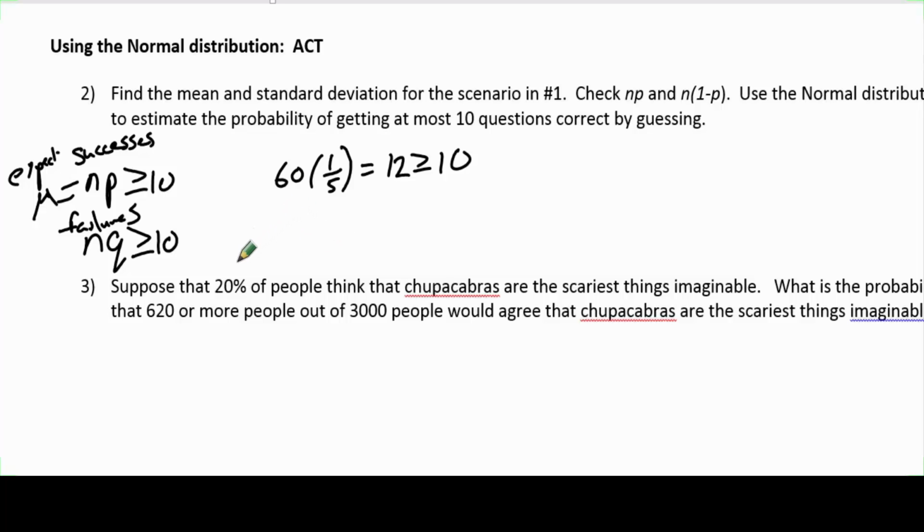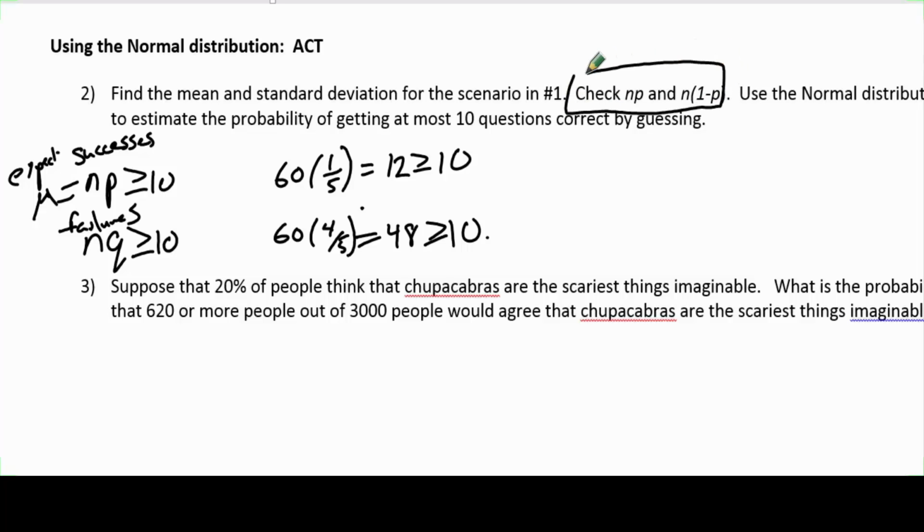And then my probability of failure would be, well, n times q, so 60 times 4 out of 5. But to tell you the truth, if there are 12 expected successes, how many expected failures are there going to be? There should be 48 expected failures, which is also greater than or equal to 10. So these are the checks that we have to do. So this has to be true.